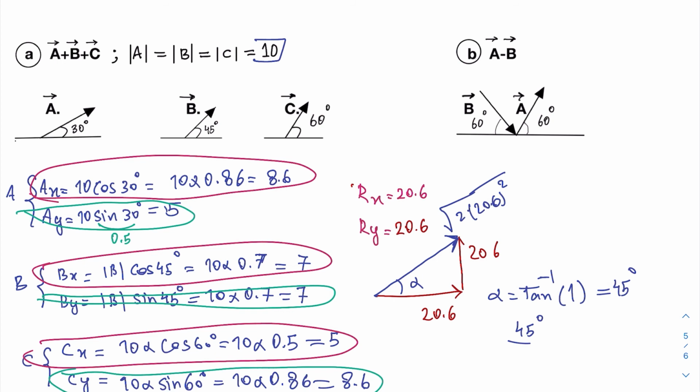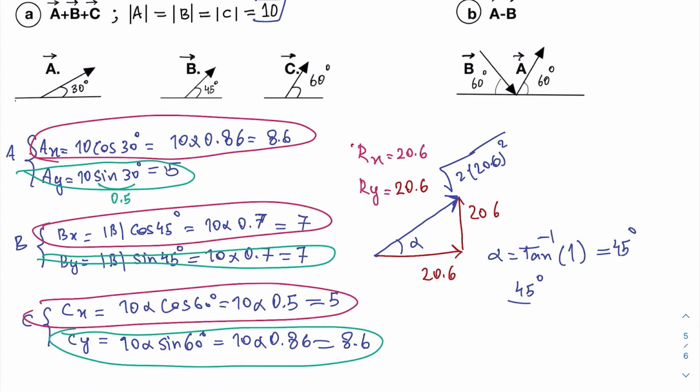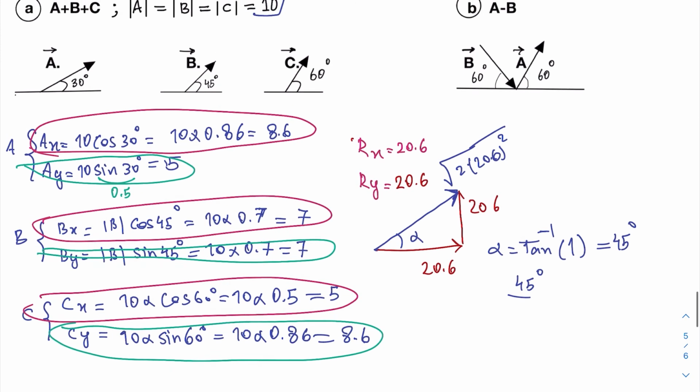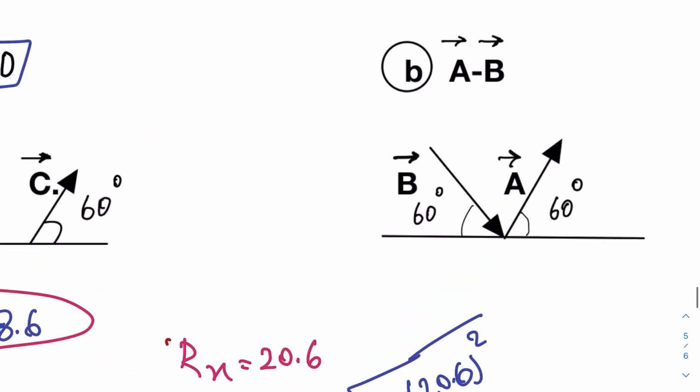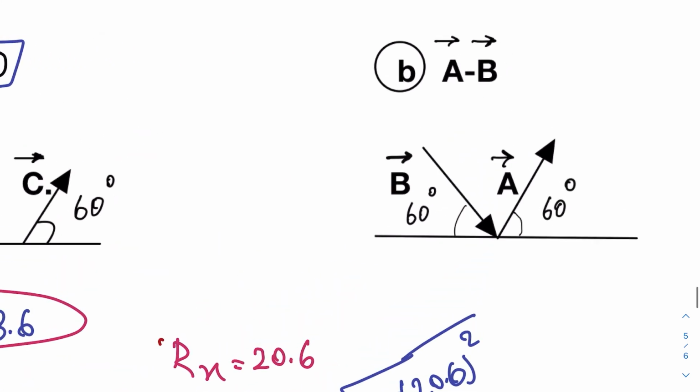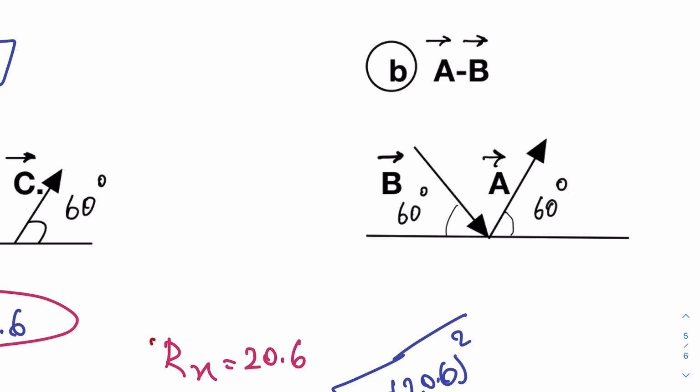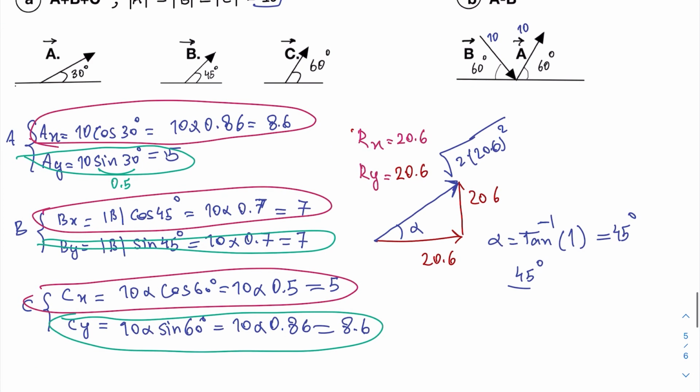Another problem, part B, is quite interesting because this is subtraction, it's not addition, it is subtraction. And as you see, two vectors with a magnitude of 10, 10, we need to subtract them. And so how about this?